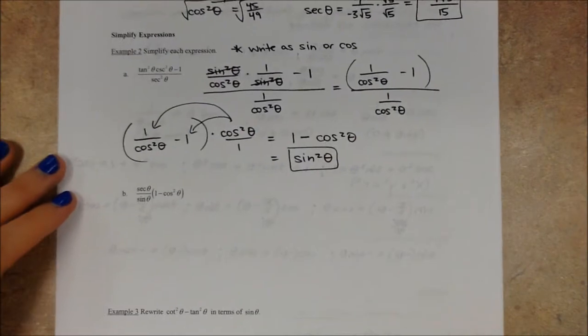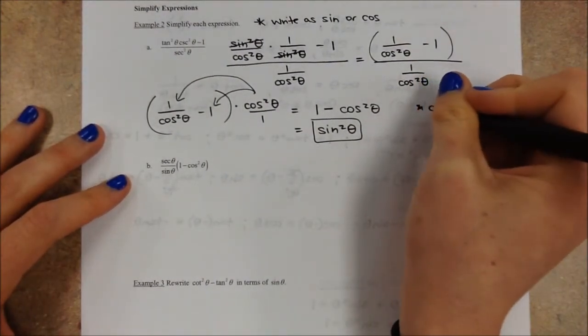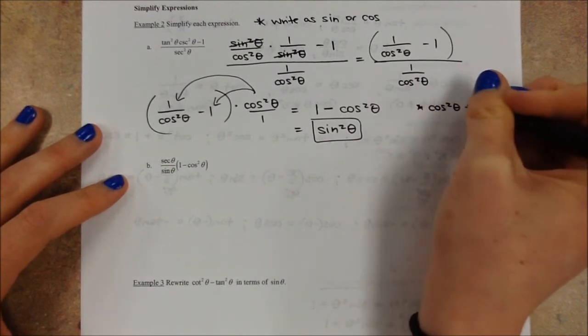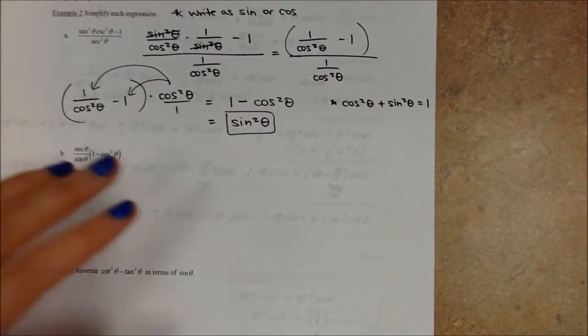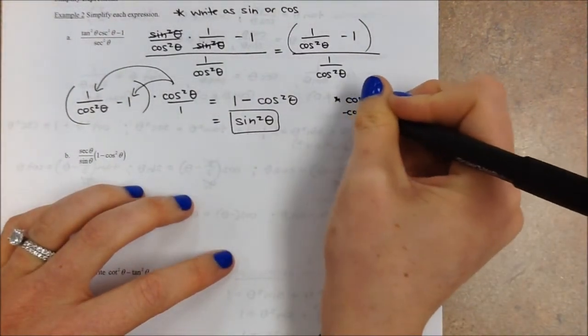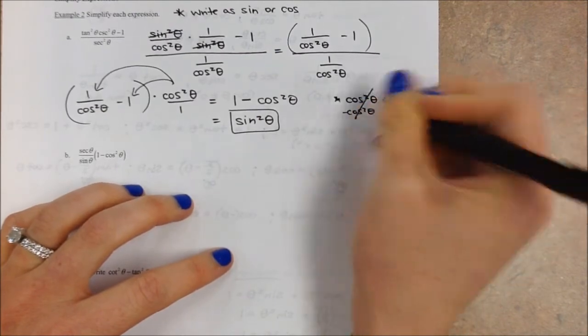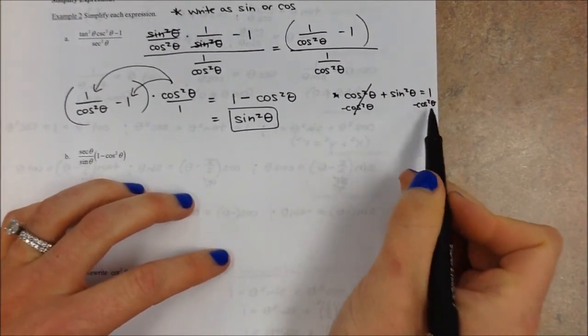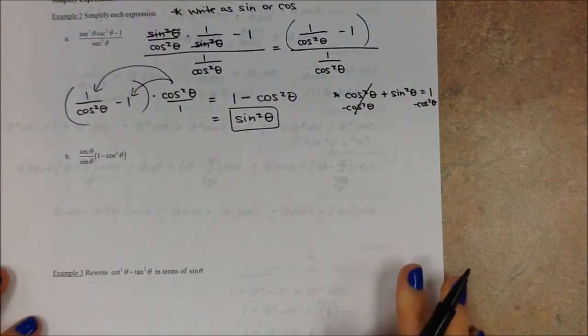Okay, so that is as simplified as you can get that expression. All right, so let me show you one thing really quick where this came from, because this will pop up a lot, so I want to make sure you understand this. So if I subtract cosine squared from both sides, I'll have sine squared equals 1 minus cosine squared. So if you ever see a 1 minus cosine squared, you can write it like this.